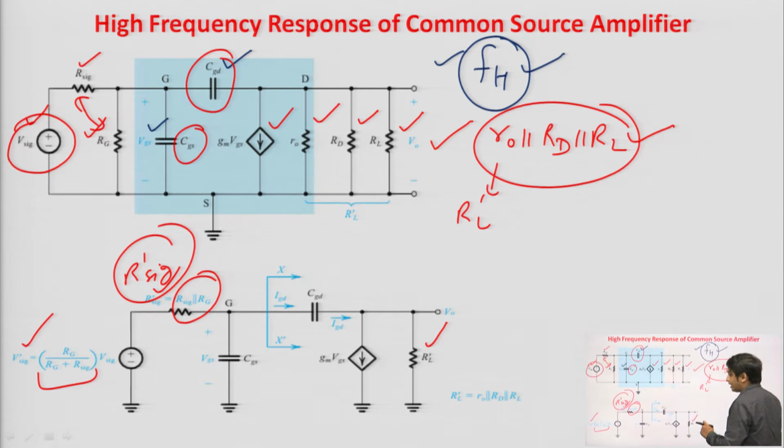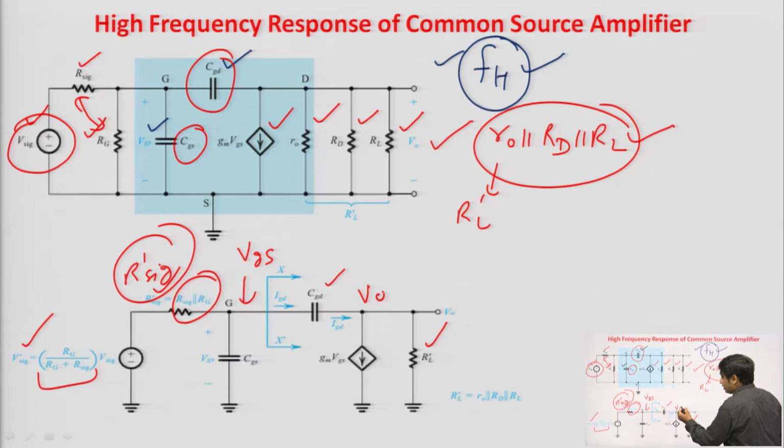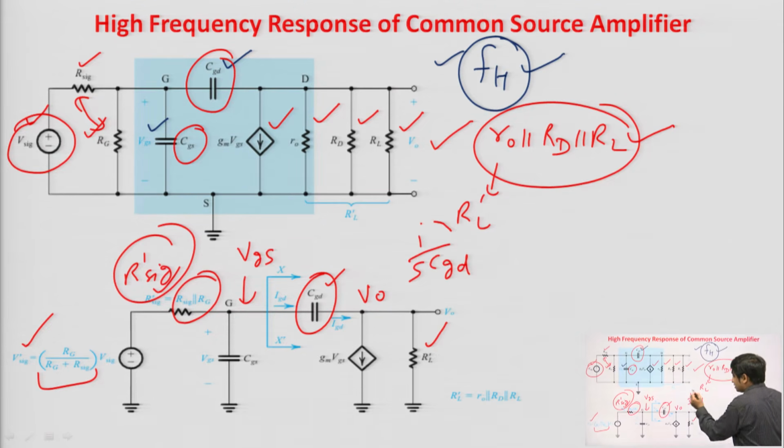IGD is the current flowing through the CGD capacitor. Now, see what will be the value of IGD? You can see that at the gate terminal the voltage is VGS and at the drain terminal the voltage is V naught. So, simply, the current flowing through CGD will be the voltage difference across this CGD, that is VGS minus V naught, upon the impedance of CGD. And what is the impedance of this CGD? That is 1 by S CGD, fine.